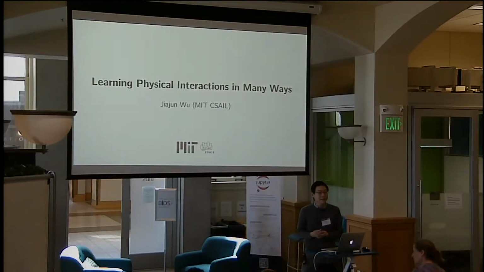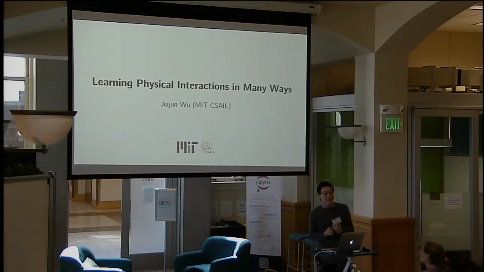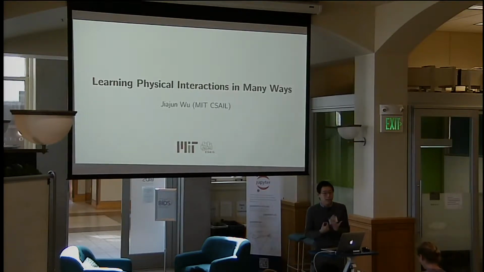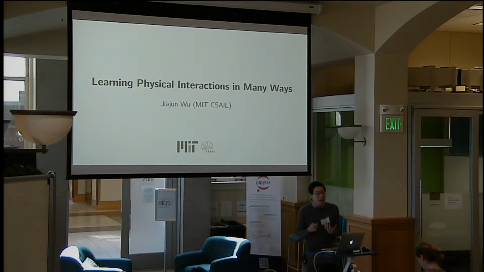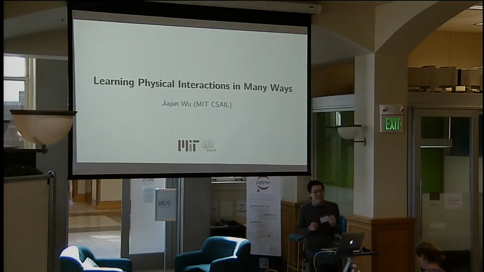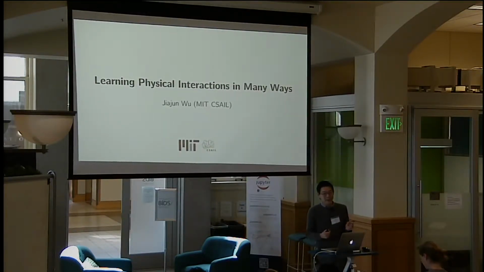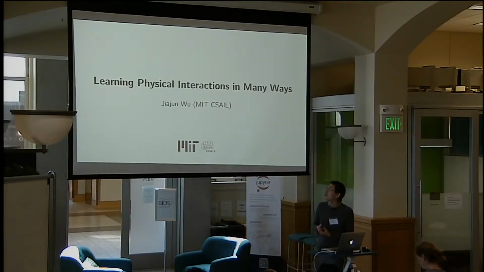So I'm Jiajing from MIT, and I'm going to talk about learning physical interactions in many ways. It's about how we can learn the interactions for rigid objects, but also even non-rigid objects, how to predict how they will move with the help of our physical knowledge. So it'll be more like how physics or science can be used in machine learning or AI, rather than how machine learning can be used for science. But hopefully some of the messages I deliver can be also shared.